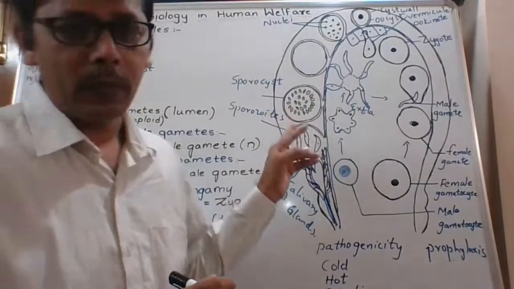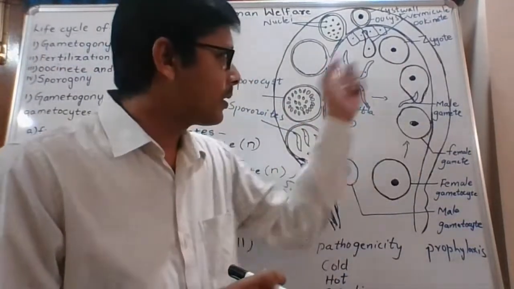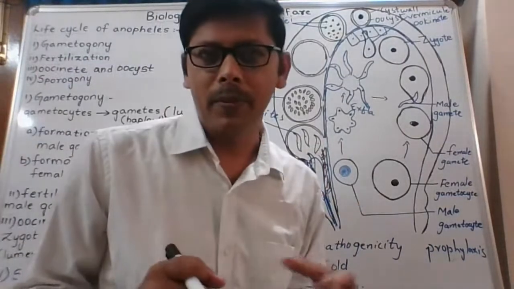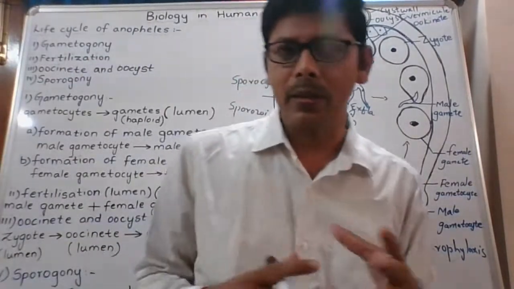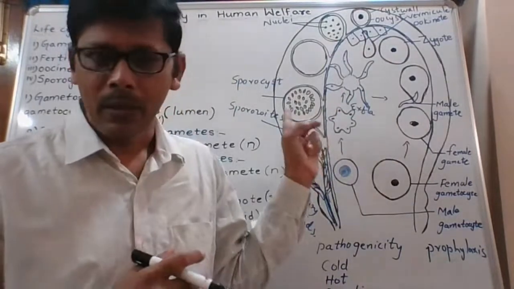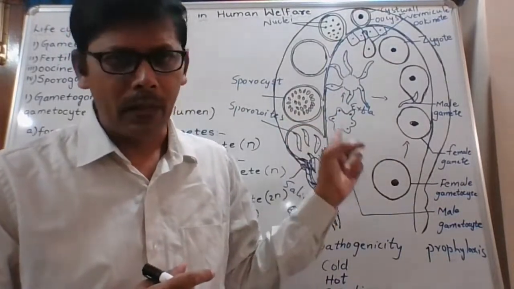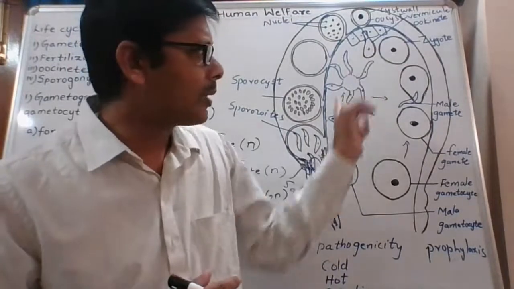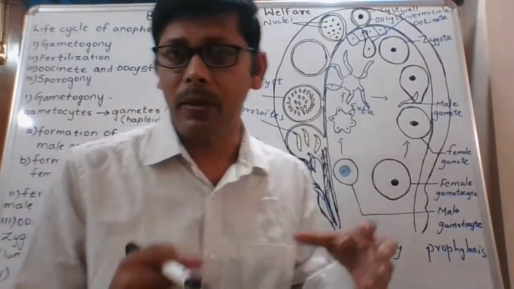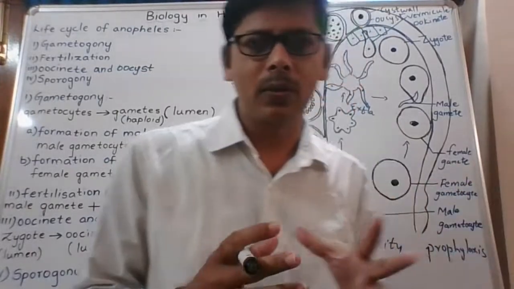Okay, this is the life cycle. This diagram represents the crop of the mosquito, otherwise called the stomach of the mosquito. What is going on here in the stomach of the mosquito? We are going to learn what is going on outside, at the stomach wall or crop wall, and what is happening inside, in the lumen of the stomach or crop. That we are going to learn here.